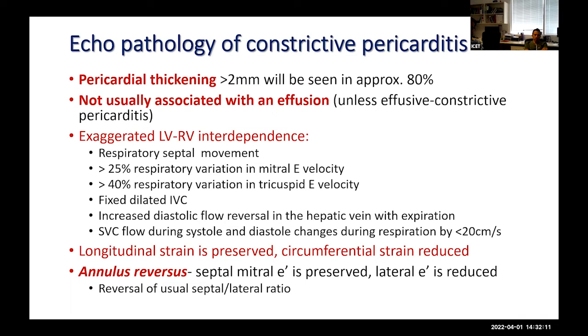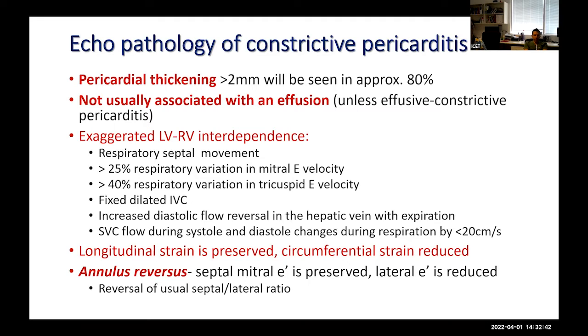So the first thing to look for is the respiratory bounce of the interventricular septum. You will then get respiratory variation in the mitral E velocity and tricuspid E velocity, much the same as with tamponade. Your IVC will also be fixed and dilated. And you will also see the hepatic vein diastolic flow reversal during expiration.